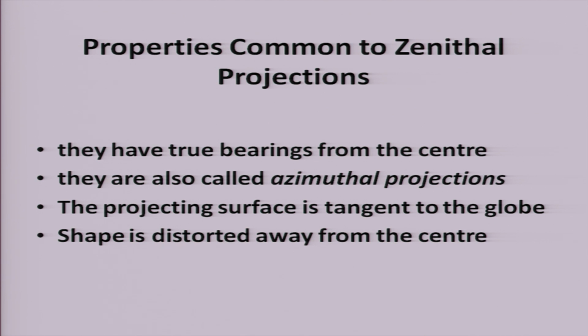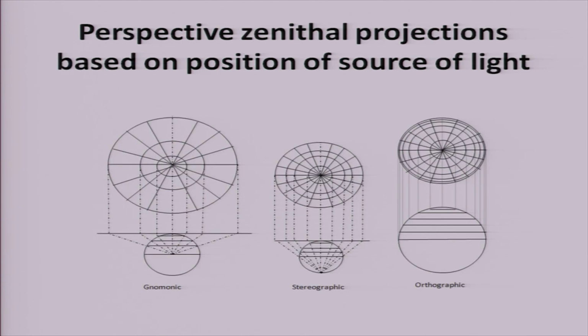And perspective zenithal projection uses the light as a source for projecting the graticules. Based on the position of the source of light, there are three types of projection. You can see in this figure, when the source of light is in the center of the globe, it is called gnomonic. When the source of light is diametrically opposite to the projecting surface, then we get the graticules in this way.